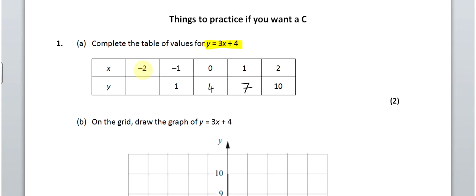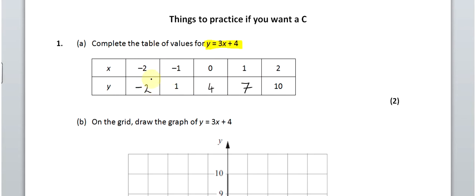Now, very easy to get the negatives wrong, so the easiest way to do it is look at the pattern. You can see, starting here, it's going down in 3s each time, which means this one here is going to be minus 2. And of course we can see that if we do 3 times minus 2, we get minus 6, plus 4 gets us to minus 2.